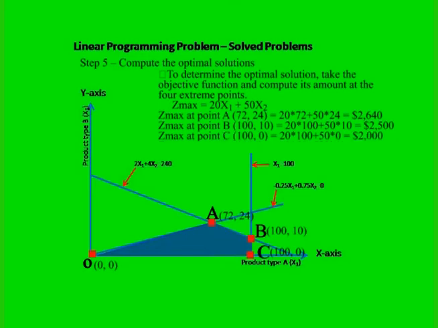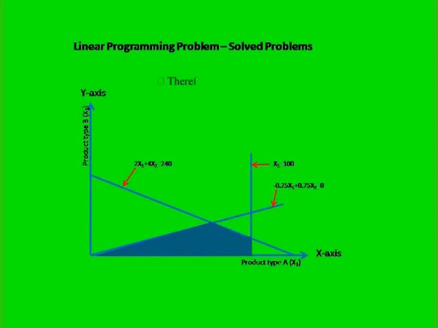Zmax at point C is equal to 20 times 100 plus 50 times 0, which is equal to 2000. Zmax at point O is equal to 20 times 0 plus 50 times 0, which is equal to 0. The maximum profit of $1,640 is fetched at the product mix of 72 units of type A and 24 units of type B. Therefore, the optimal solution is 72 units of product type A and 24 units of product type B.